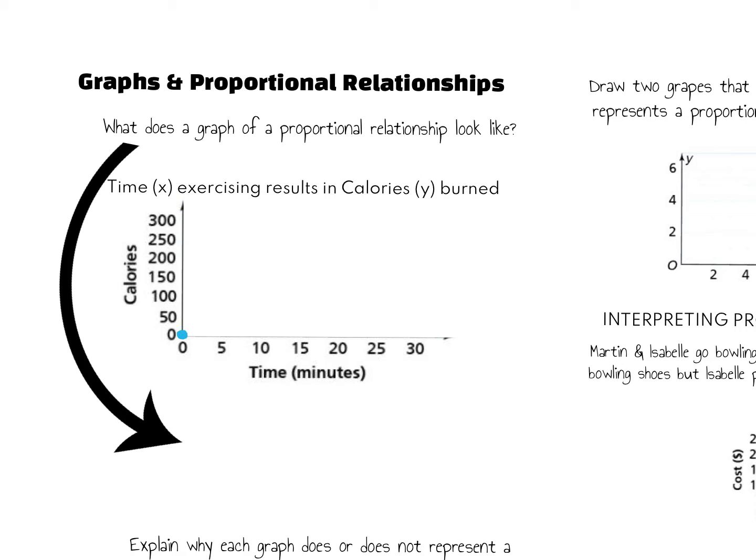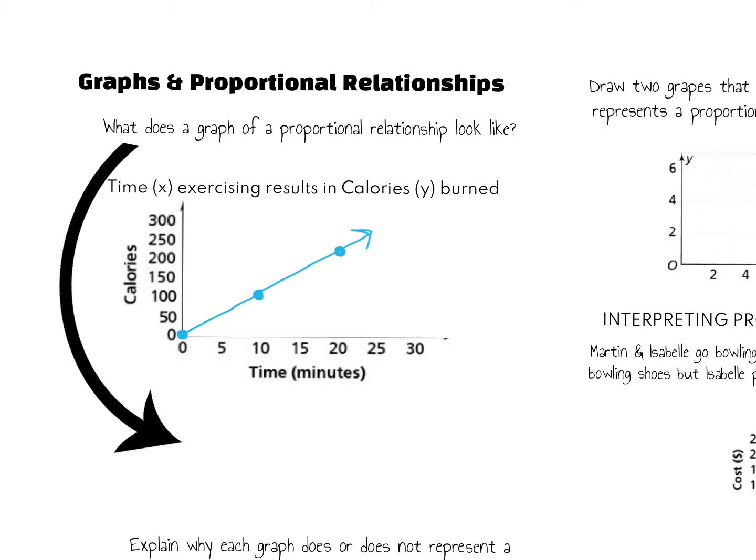Now, if we go to 10 and we say, if you exercise for 10 minutes, then you're going to burn 100 calories. And if you work out for 20 minutes, if this is proportional, so for 10 minutes it's 100 calories, 20 minutes is going to be 200 calories. I'm going to connect this line right here, and I'm going to put an arrow because if you keep exercising, you'll keep burning calories. This is a proportional relationship.